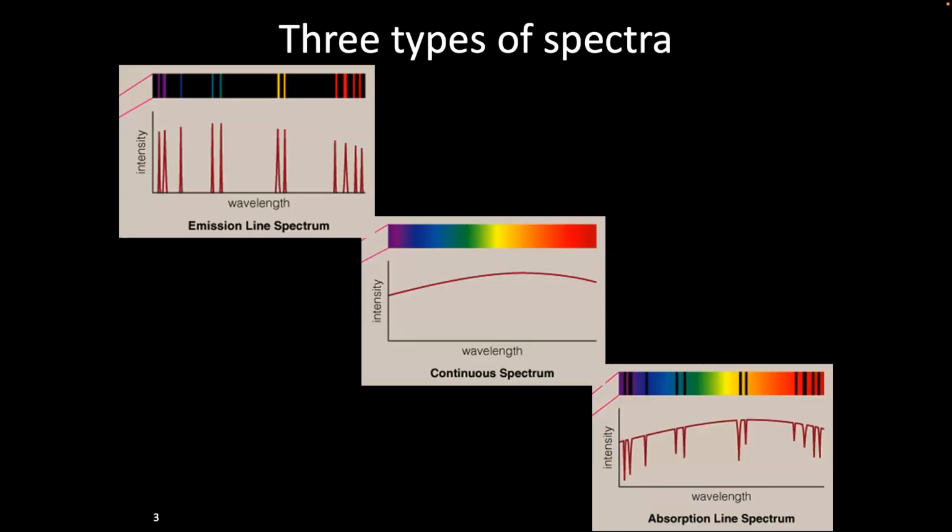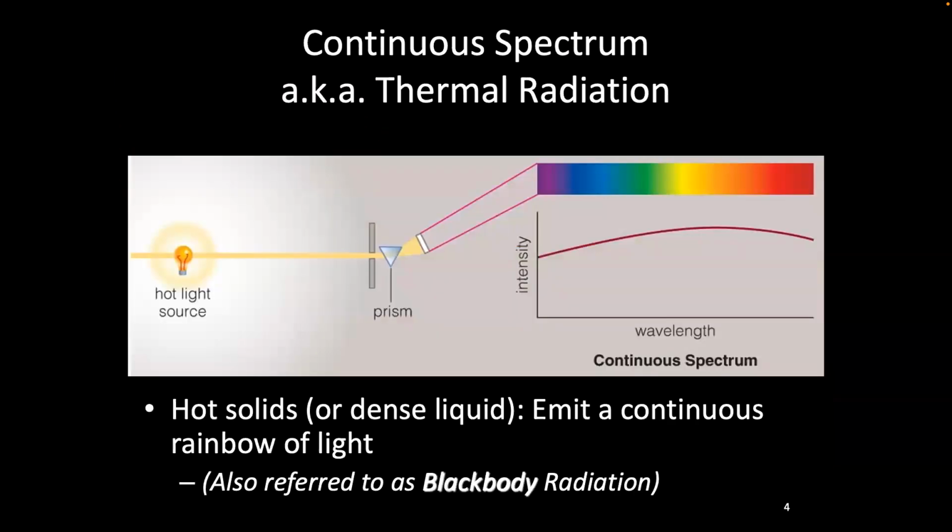Okay, so let's walk through that again with the actual pictures instead of just me talking. There's the continuous spectrum. You take a really hot solid or dense liquid, and it will emit a continuous rainbow. That's called black body radiation when you take quantum mechanics. It's one of the reasons that prompted quantum mechanics at all, because in order to understand why this is happening, all of the energy levels have to be quantized. We're not going to get into a lot of this.